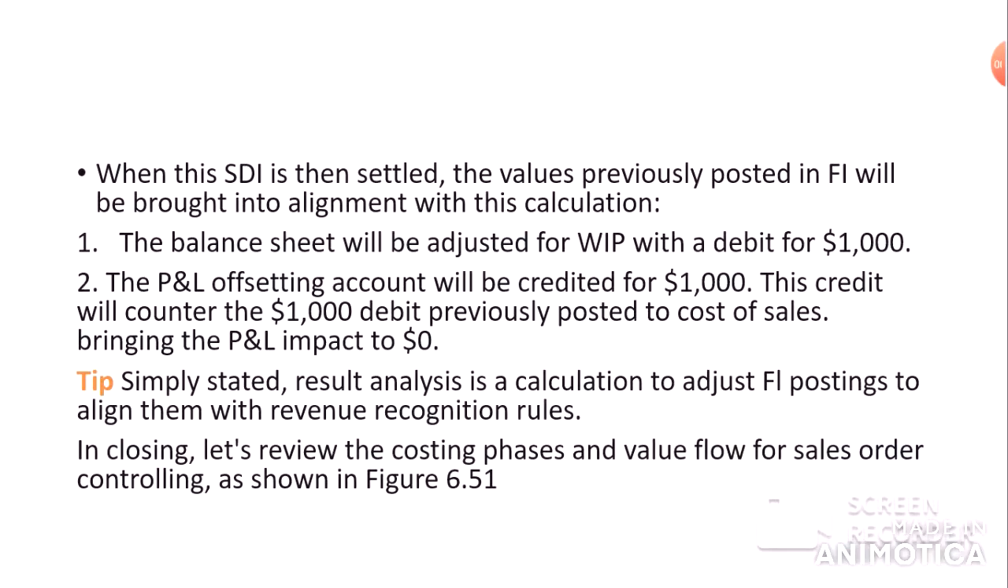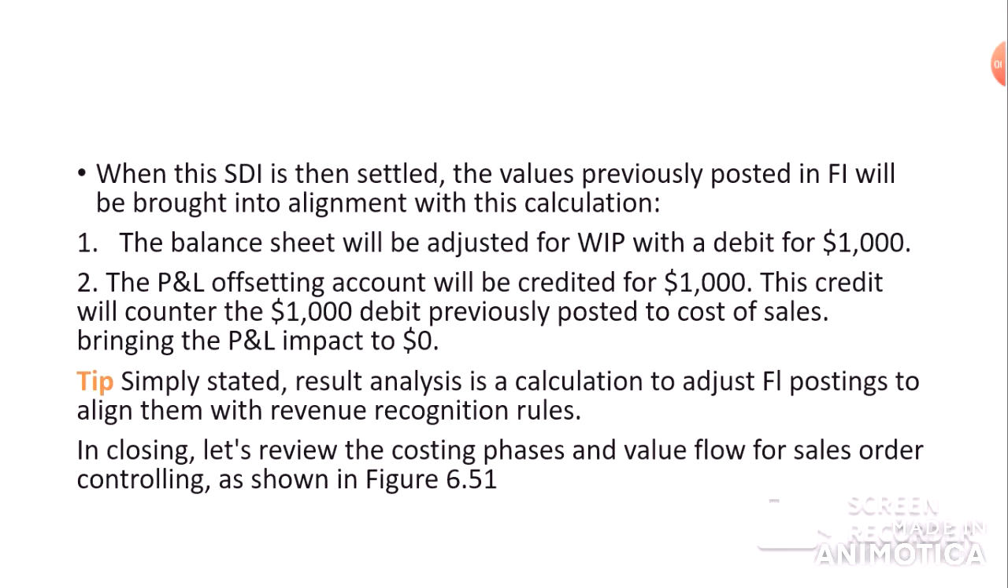When this SDI is then settled, the values previously posted in FI will be brought into alignment with this calculation. The balance sheet will be adjusted for WIP with a debit for $1,000. The profit and loss offsetting account will be credited for $1,000. This credit will counter the $1,000 debit previously posted to cost of sales, bringing the profit and loss impact to $0. So simply stated, results analysis is a calculation to adjust FI postings to align them with revenue recognition rules.